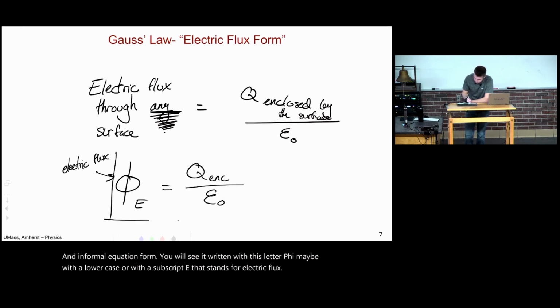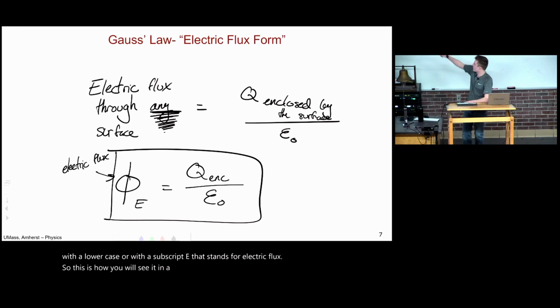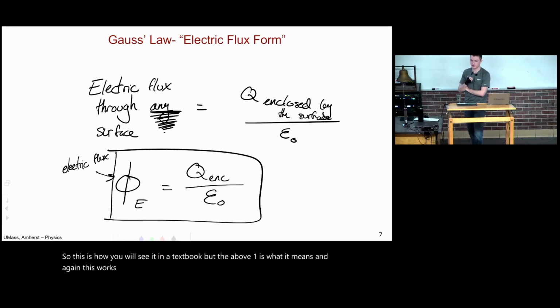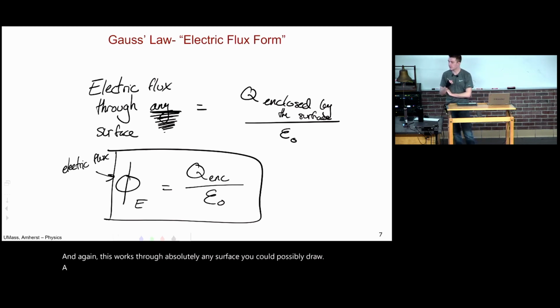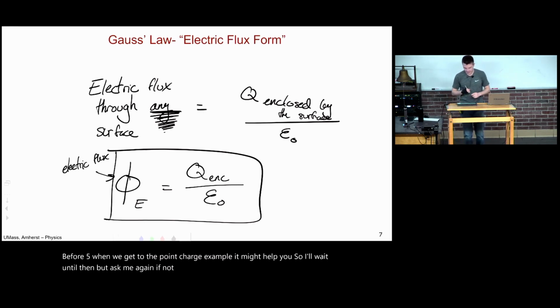So this is how you will see it in a textbook, but the above one is what it means. And again, this works through absolutely any surface you could possibly draw. A question? When we get to the point charge example, it might help you. So I'll wait until then, but ask me again if not. We'll use it later. Okay?